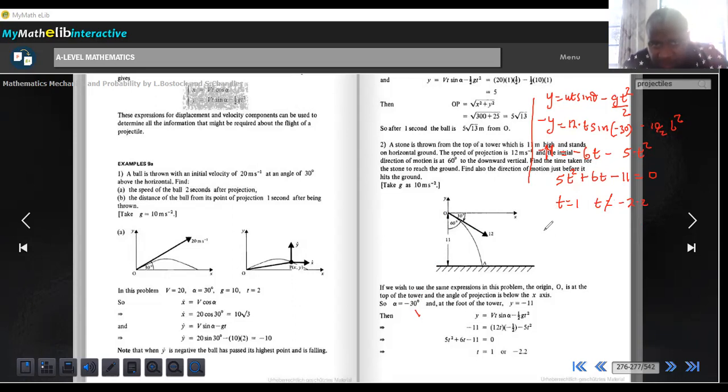They have said find also the direction of motion just before it hits the ground. Here, it is moving with the horizontal component Vx and the vertical component Vy. Vx is always got from u cos theta, which is going to be 12 cos of negative 30. Cos of a negative is the same as a positive, so cos 30 is root 3 over 2, and this answer becomes 6 root 3 meters per second.